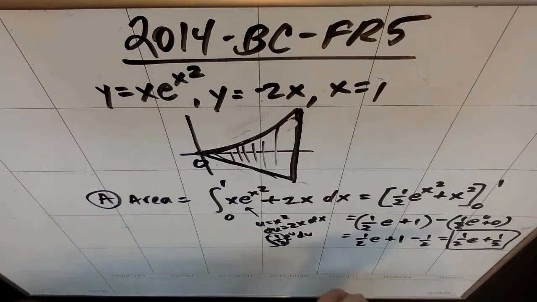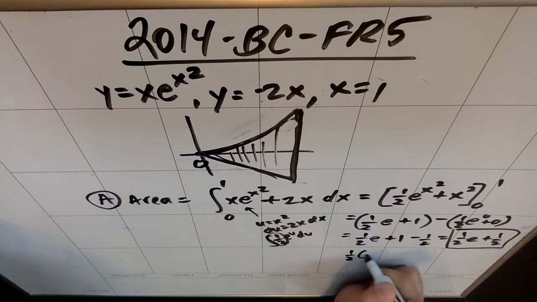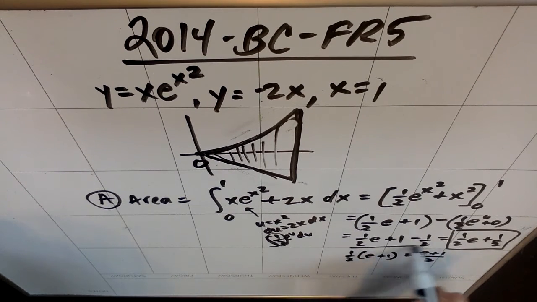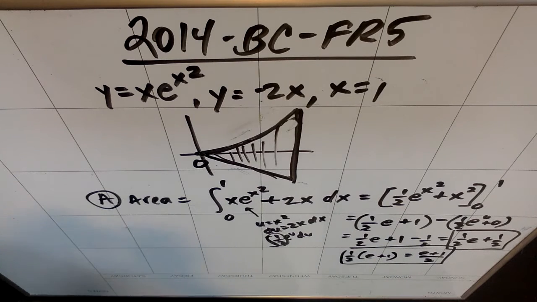And if you want to factor the 1/2 out, you can. If you want to put everybody over 2, you could, right? This is a 1/2 times the quantity e plus 1. You could write it as e plus 1 all over 2. Any of those are also fine. It doesn't matter, but you just need to have a right answer.